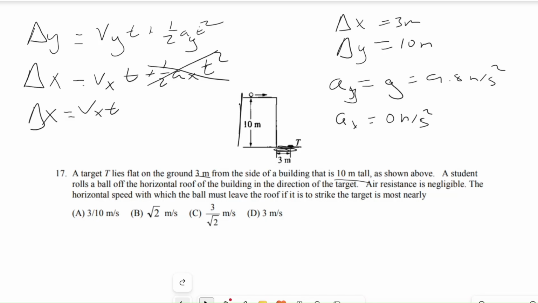We have our delta x, which we set up here as 3 meters, and our horizontal velocity, Vx, is what we're solving for, but we don't have our t. But one thing you'll notice if you look at our equations is that the t does not have a subscript at all. The reason being, the time is the same in both the horizontal and the vertical component, because the only thing pulling the ball down in the vertical component is the acceleration.